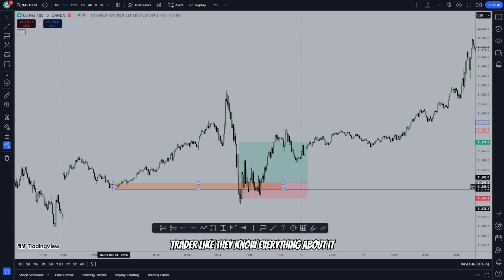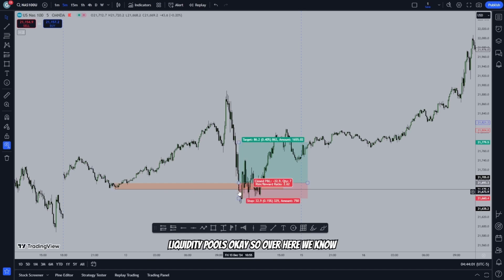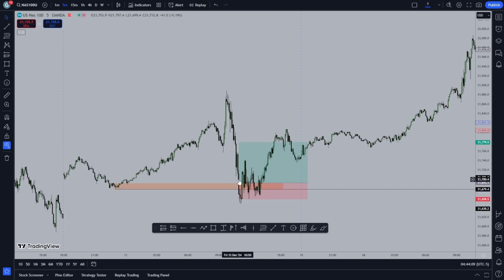Now the market makers know the psychology of the retail trader. They know everything about it, what people will do, and they assume that people will put their stop losses over here. They coded their algorithms in such a way that those algorithms can spot these liquidity pools. Over here we know that people will buy from this demand zone, and their stop loss will be a little bit below this structure, right over here. Now their stop loss will be hit over here.